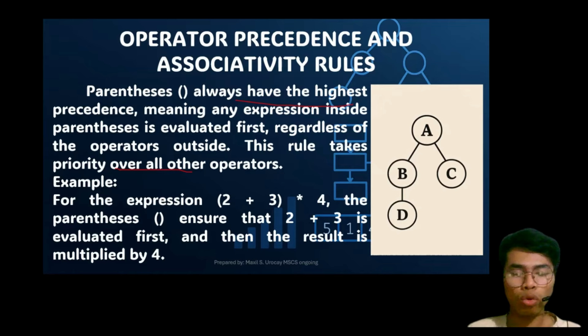So for the expression (2 plus 3) times 4, since the 2 plus 3 is enclosed with the parenthesis, we need to calculate 2 plus 3 before going to the multiplication. Because we cannot say 2 times 4 first, then where can we multiply that one, right? Hopefully you can understand how that works. So 2 plus 3 first, going to that times 4. That's how it works. The parenthesis ensures that 2 plus 3 is evaluated first, and then the result is multiplied by 4.